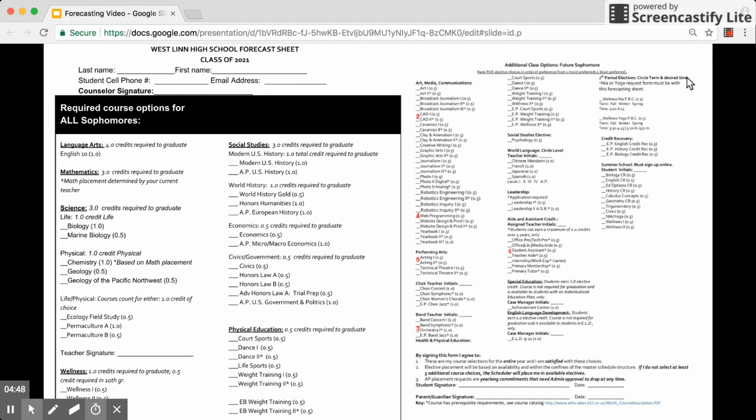For example, a student who is not interested in art at all should not rank the course at any point on their forecasting process, because it is a possibility that they will get a low ranking elective course due to scheduling conflicts.